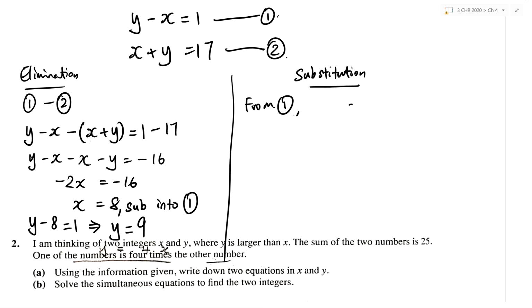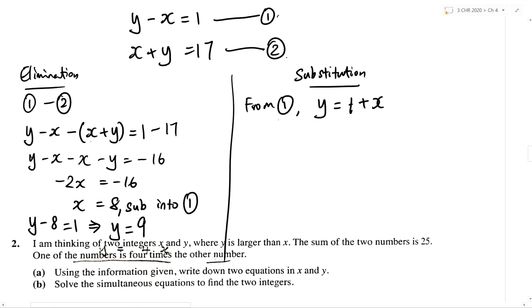Yeah, I think it's easier to make y the subject because I only need to plus x to both sides. From equation number 1, y is equal to 1 plus x. Alright, from equation number 1, plus x to both sides. Then I make y the subject already. This is the key to solving simultaneous equation by substitution. You must make either x or y the subject.